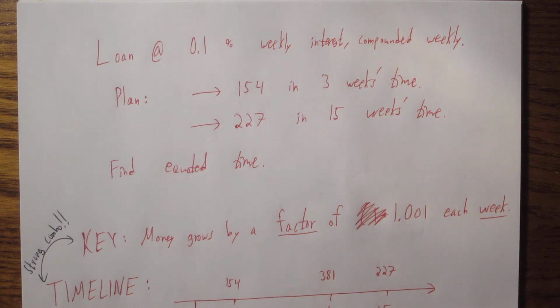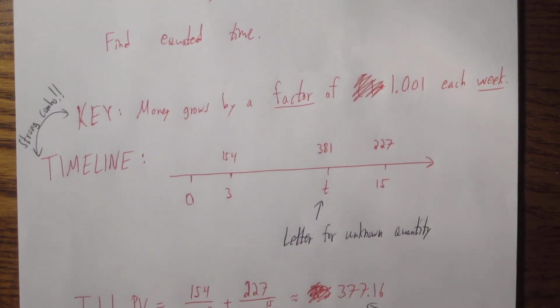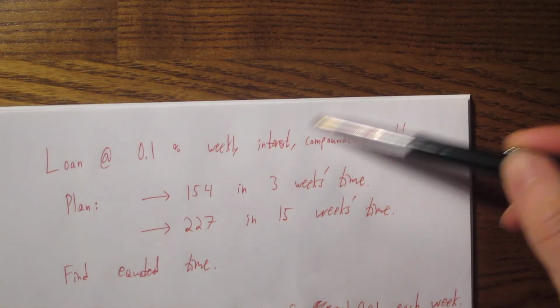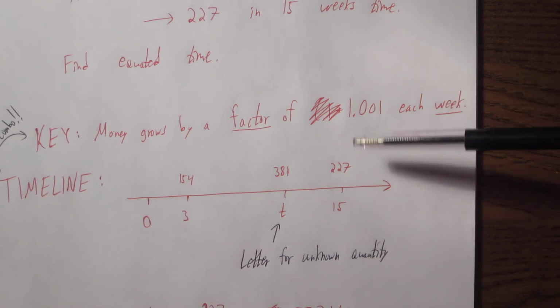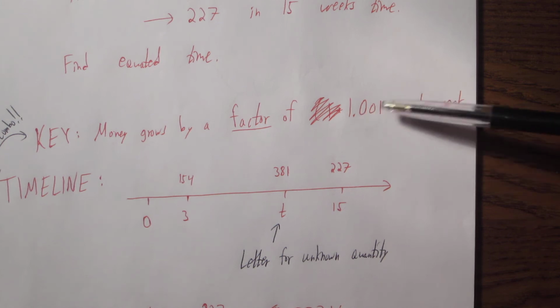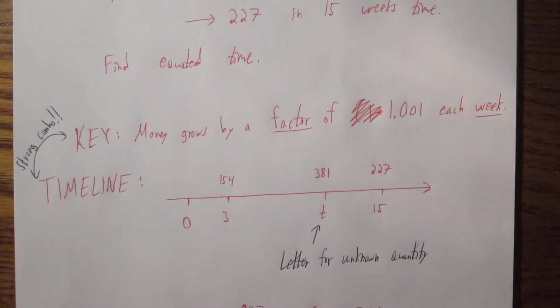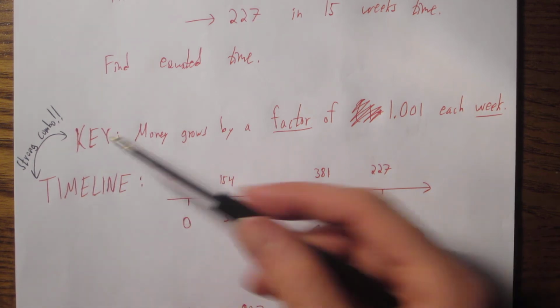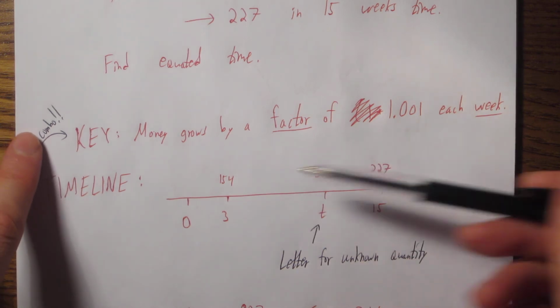Again, as in many questions, the key is to find the relevant factor by which money grows each week, compounded weekly, so your period is a week. In this case it's 1 plus 0.1 over 100, or 1.001. Then you make a timeline. So this is a very strong combination, these two. Here's your timeline. You had these two.